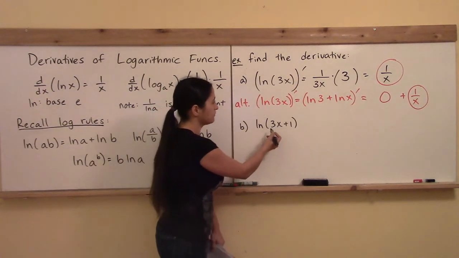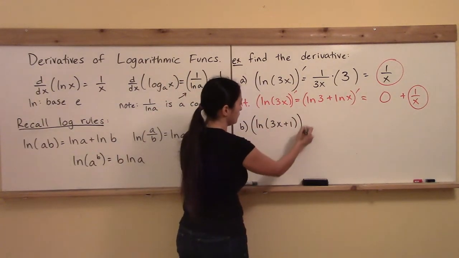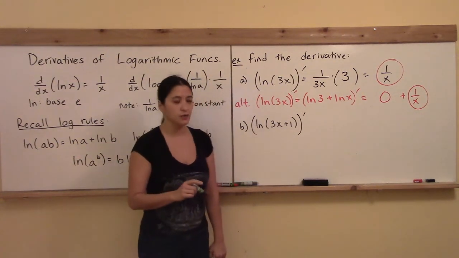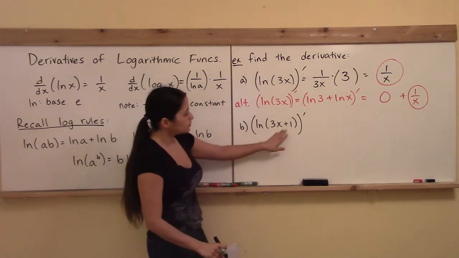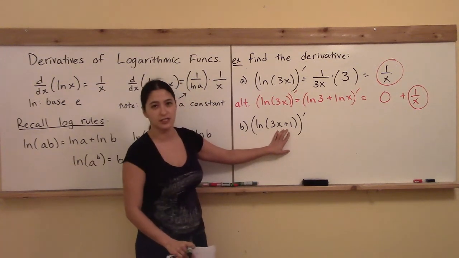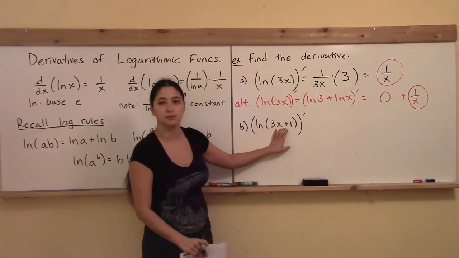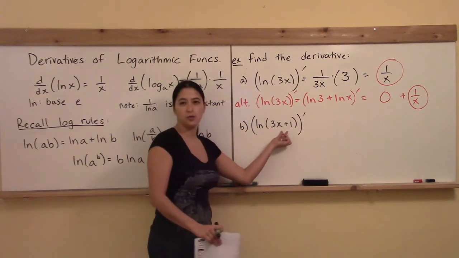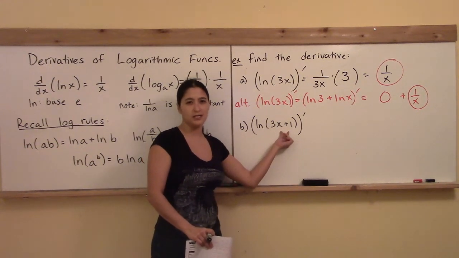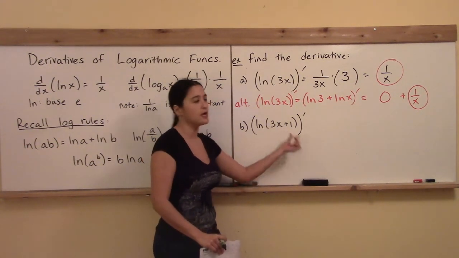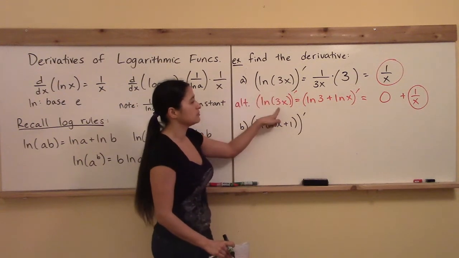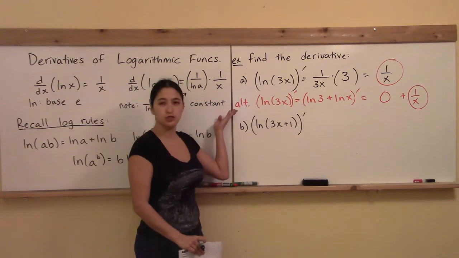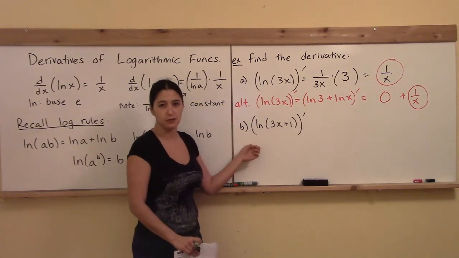Instead of the log of 3x, I'm asking you to take the derivative of the log of 3x plus 1. The reason this one changes is because you can no longer see the inside function as a product. It's not just 3 times x, it's 3x plus 1. The previous one can clearly be seen as the product of 3 times x. For that reason, I will not choose the alternative route with this problem.